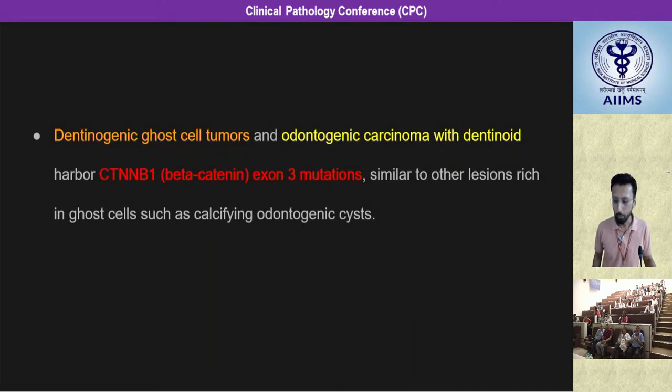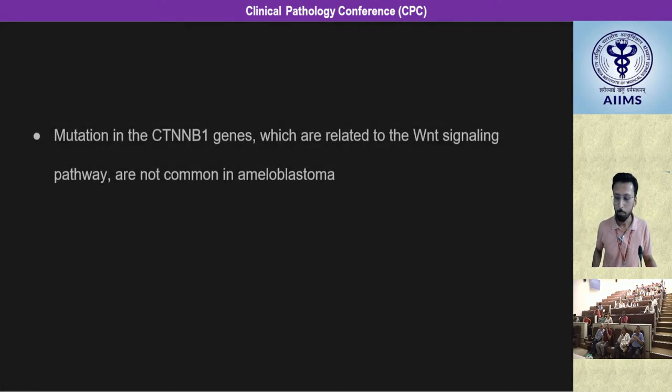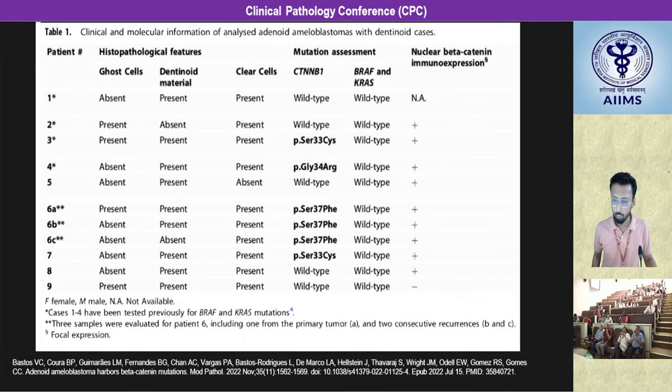Now, DGCT and odontogenic carcinoma with dentinoid harbor CTNNB1 mutations, which are similar to other lesions which contain host cells, like COCs. Mutations in CTNNB1 genes, which are related to the WNT pathway, are not common in ameloblastoma. So, they are a separate entity from the ameloblastomas. Again, this study was performed by Bastos et al.